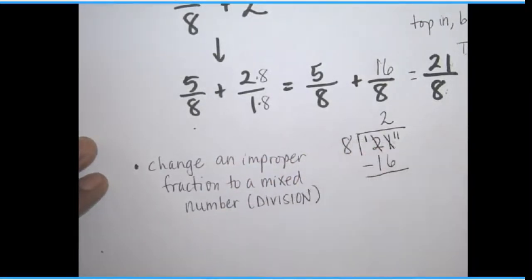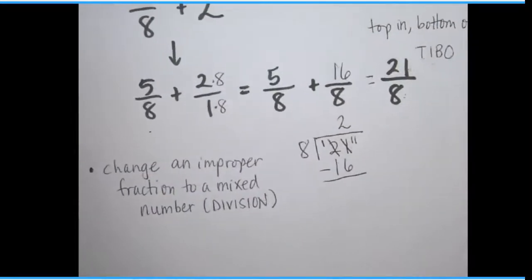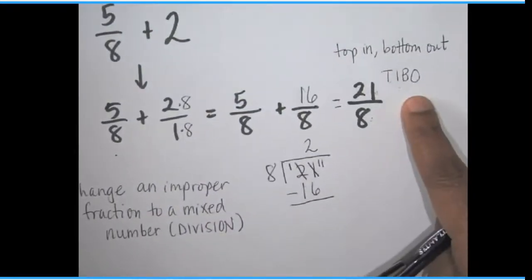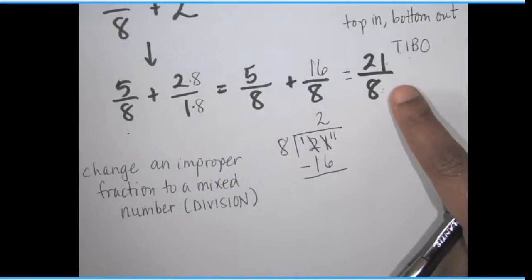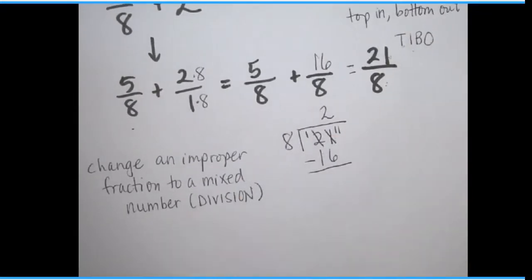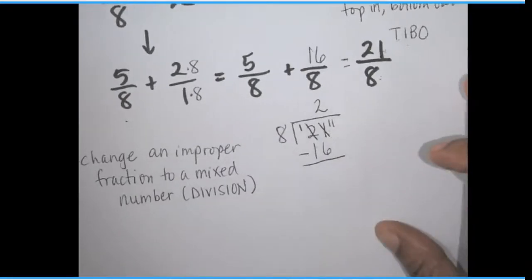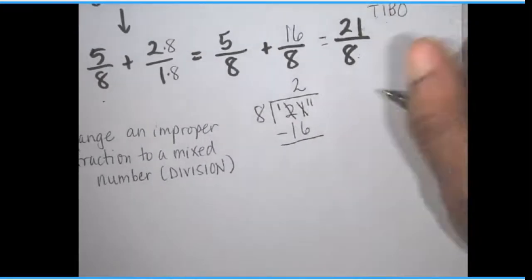Okay? So if you're not understanding what I'm saying, this Tebow, why is she saying that? I'm just saying that because this is improper, I have to change it to a mixed number so it looks a lot cleaner and more proper. You have to do division. Now, to remember the division cycle, I'm going to go ahead and write this down.